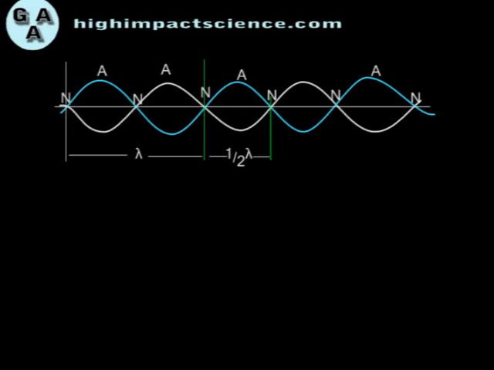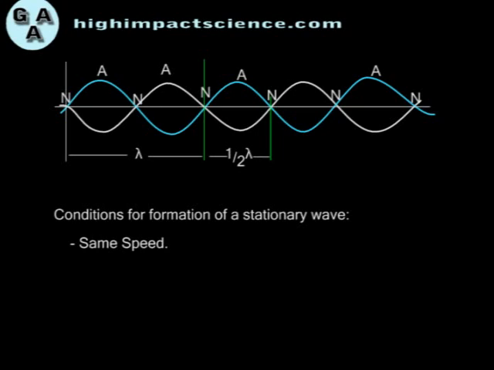If lambda is the wavelength of the wave traveling along the string, the distance NN or AA between successive nodes or antinodes is lambda over 2, and the distance NA between a node and the nearest antinode is lambda over 4. For two progressive waves traveling in opposite directions to form a stationary wave, they must have the same speed, same frequency, and same or nearly equal amplitude.